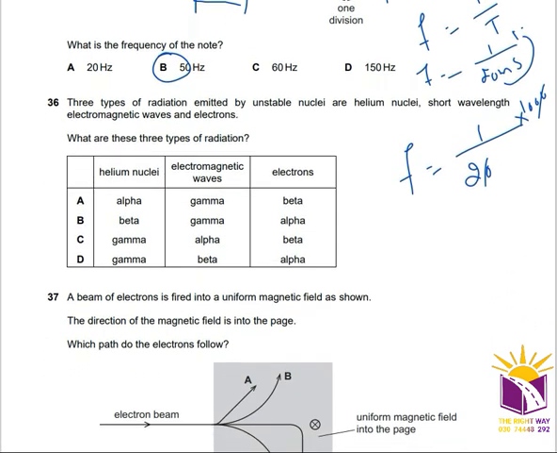Question number 36. Three types of radiations emitted by unstable nuclei are helium nuclei, short wavelength electromagnetic waves, and electrons. What are the three types of radiation? Helium nuclei are alpha particles. Electromagnetic waves are gamma rays. And the electrons are the beta particles. So A is the right option.